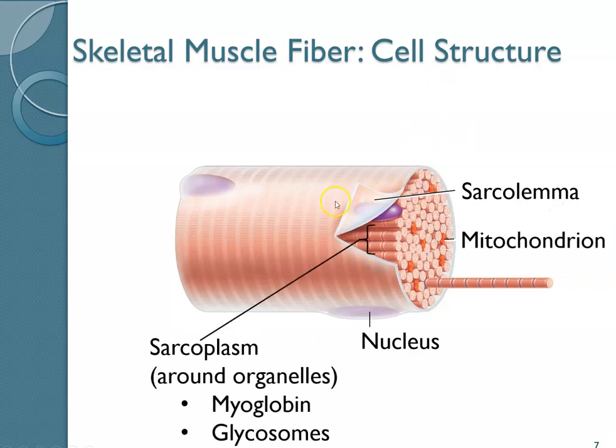Then the next one we're going to talk about is what else is found. So the equivalent of the cytoplasm of the muscle cell is called sarcoplasm. That's a liquid component that surrounds organelles. It contains myoglobin. You can think of myoglobin very similar to hemoglobin. It is a protein molecule that attaches and stores oxygen. Glycosomes, those are your glycogen and glucose components. We have a lot of mitochondria because we do need ATP for muscle activity.